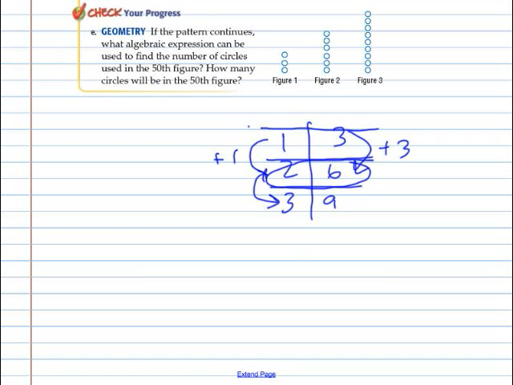If we go horizontally, if we use n for the number of the term, we can see here that we're multiplying that times 3. So the algebraic expression that describes this pattern is 3n. So to find the 50th term, we simply take 3n, replace the n with the 50, and so our 50th term would have a value of 150.